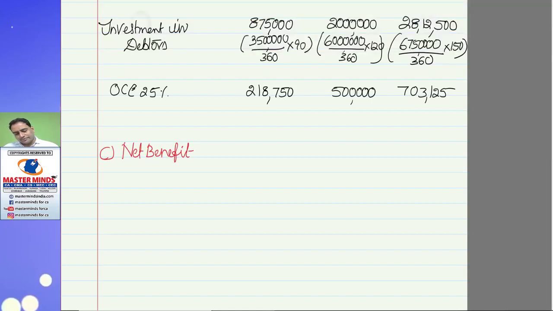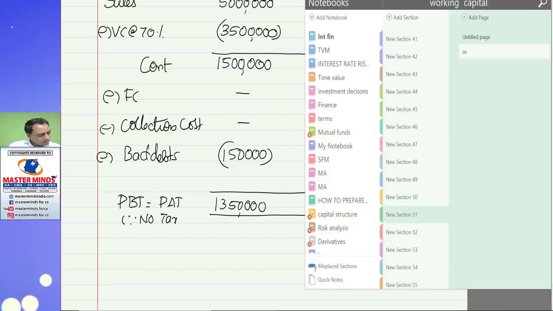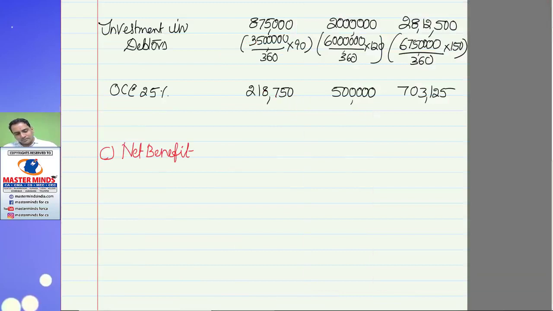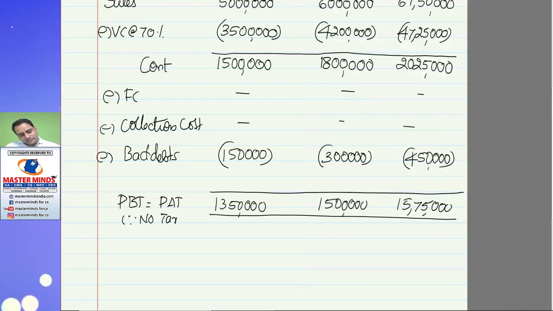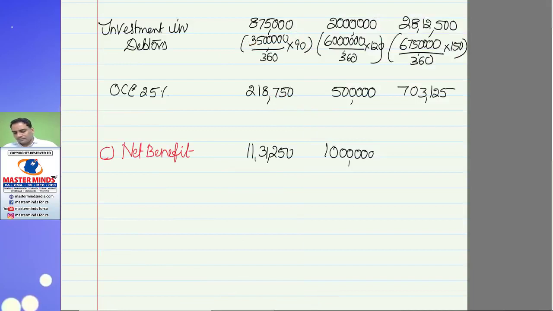Net benefit 13,50,000. 11,31,250 is the present profit. 15 lakhs minus 5 lakhs, 10 lakhs. 15 lakhs 75,000. 7 lakh 3,125. 8 lakh 71,870.